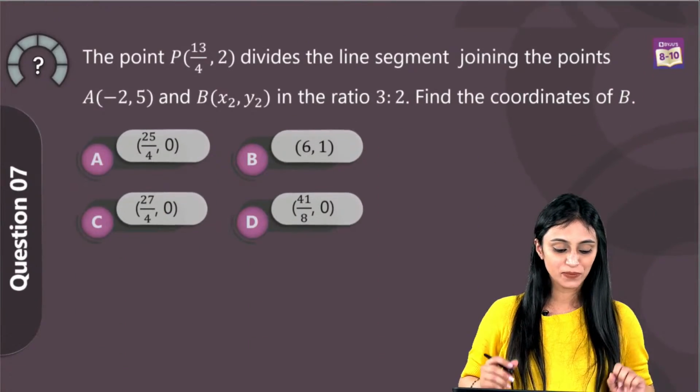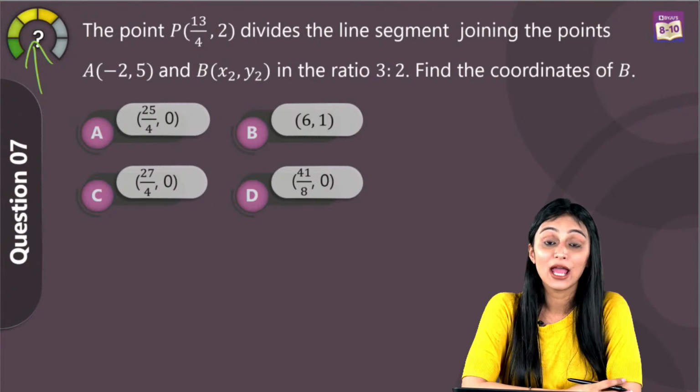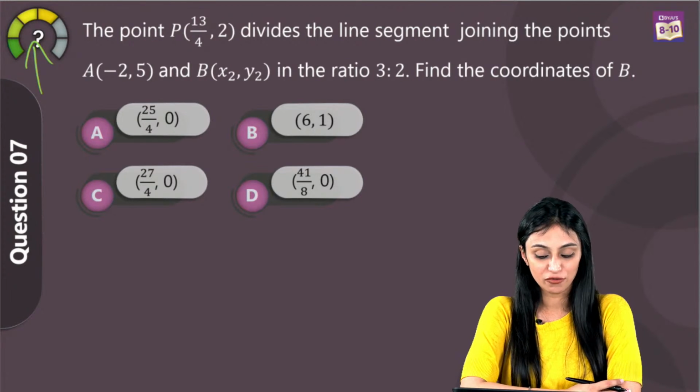Now let's move ahead. So now we have our question number 7 and we can see that it's a moderate level question. The point (13/4, 2) divides the line segment joining the points A(-2, 5) and B(x2, y2) in the ratio 3:2. Find the coordinates of B.